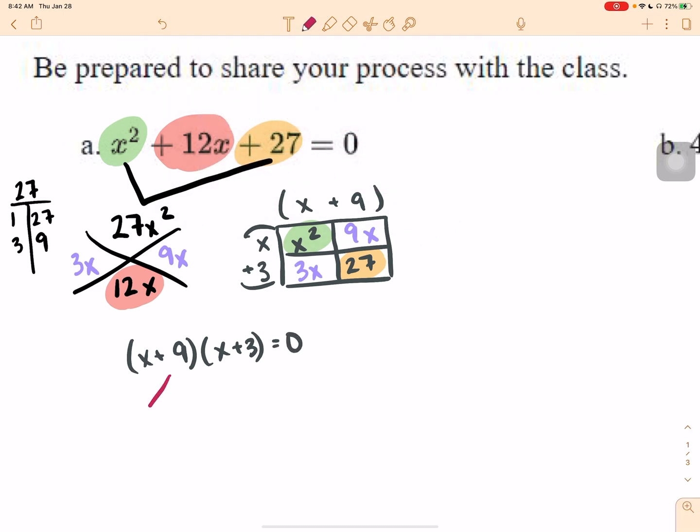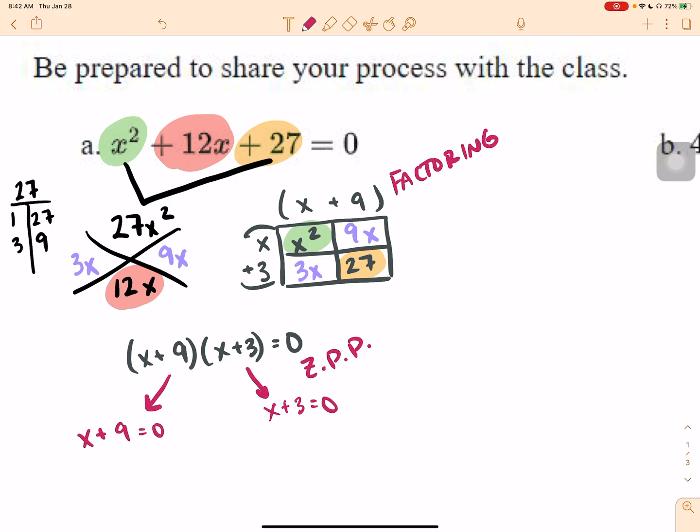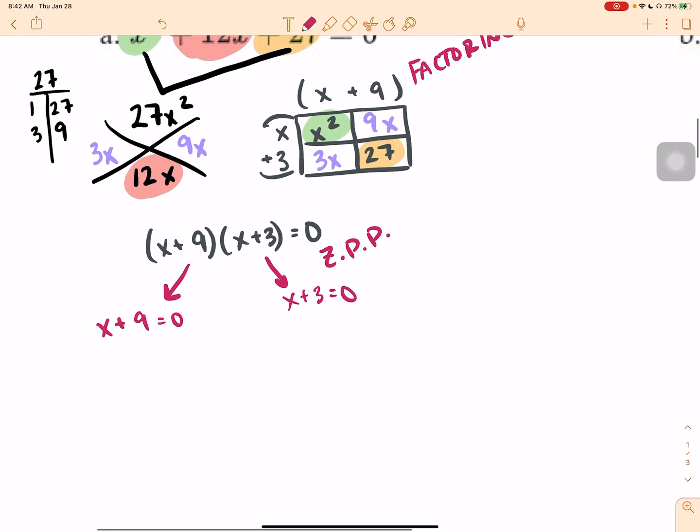Okay, so now we can split them up. x plus 9 equals 0. x plus 3 equals 0. And this is the zero product property, what we're doing here. Up here was just factoring, like with the basic x and the area model. Now we're using the zero product property to actually solve for x.